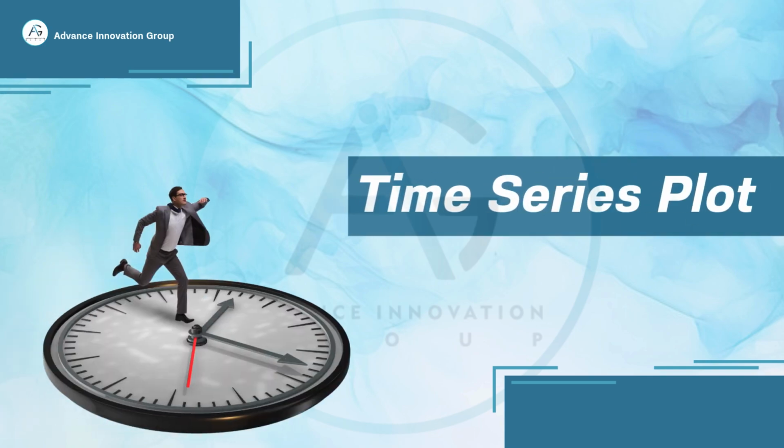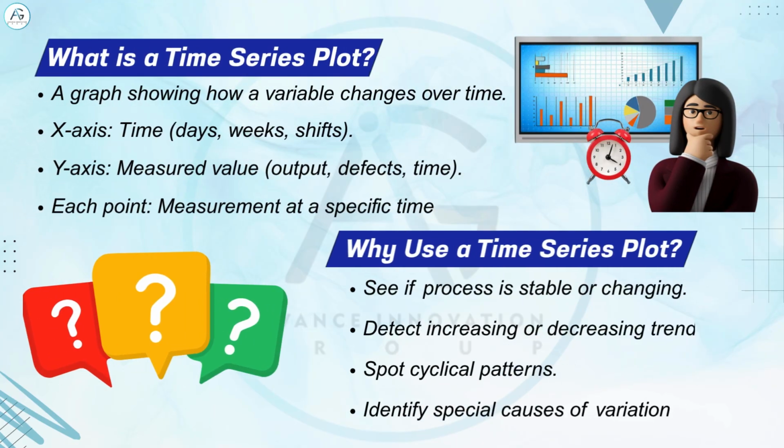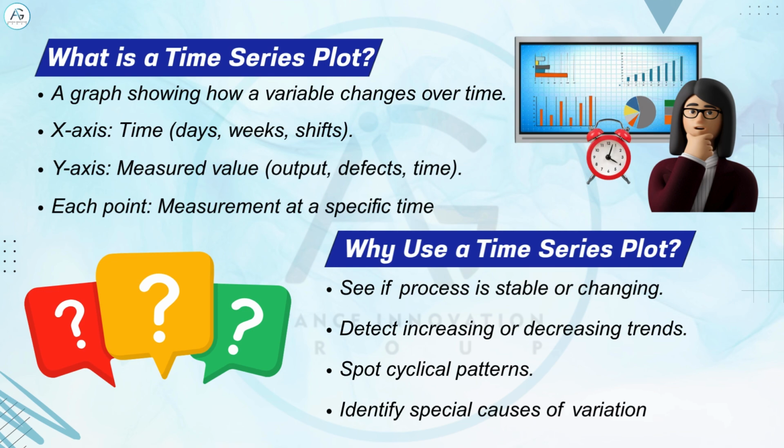Time series plot? What is a time series plot? A time series plot is a graph that helps us visualize how a variable changes over time. On the x-axis, we have time. This could be in days, weeks, shifts, or any time interval relevant to your process. On the y-axis, we plot the measured value, such as production output, number of defects, or cycle time.